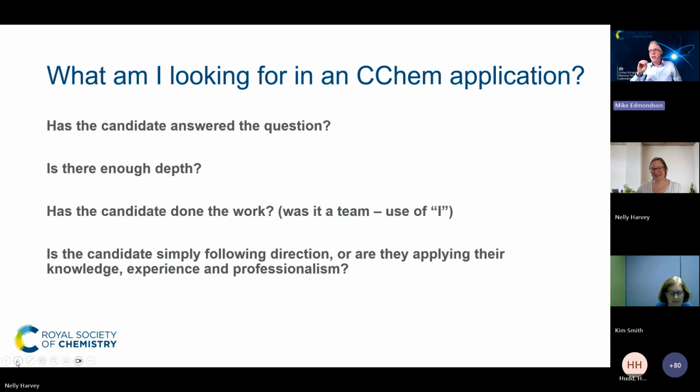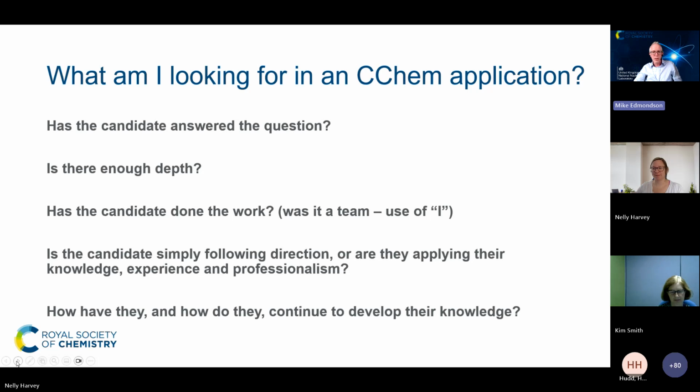Also, are you leading the work? Are you involved in the direction of the work? Are you helping make the decisions? You might not be a director of a company setting strategy, but how are you contributing to how that work is evolving and going forward? Are you simply turning a handle, or are you involved in the chemistry and in the different aspects of the work that you're doing? So that's something else we're looking for.